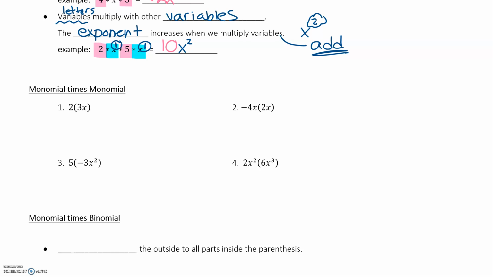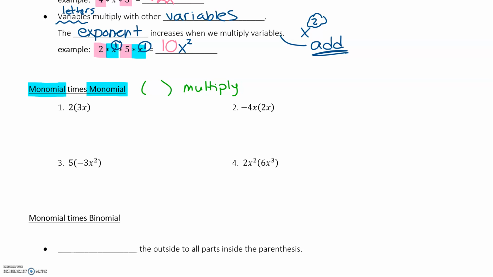This is just a monomial times a monomial. Hopefully you remember those words from classifying. Remember, monomial means one term. That means we're not having any plus signs or any minus signs in here. We might have negatives, that's okay, but we're not adding or subtracting things together. So we're multiplying one piece with one other piece. Let's look at the first example. We have a 2. Then a set of parentheses. Remember, parentheses just tell us that we are multiplying.